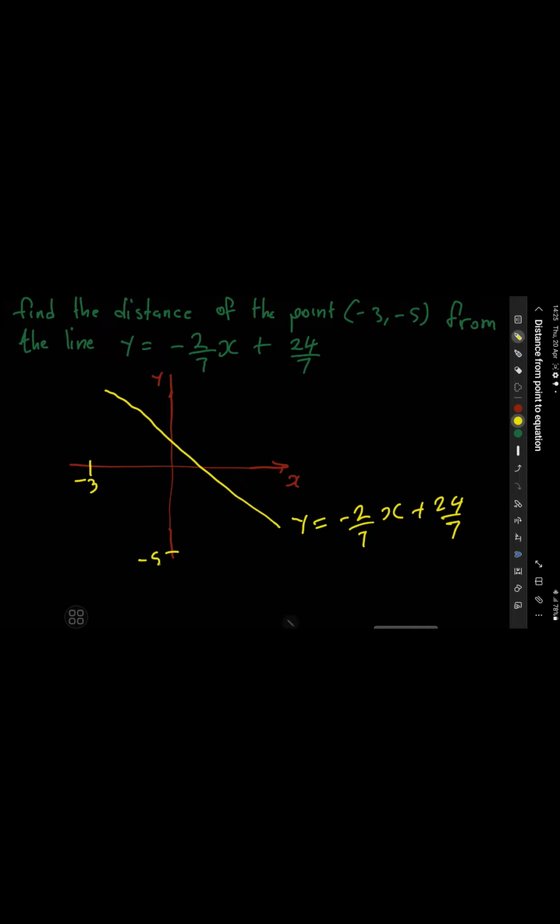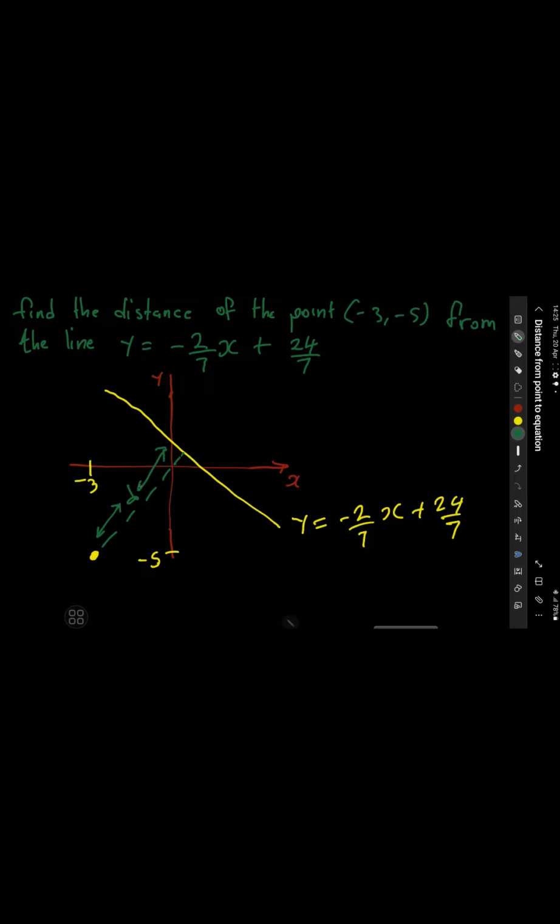So the question being asked is, find the distance of this point from the line. So the distance we're looking for is this. Let me try to be a bit straight so that we can pass by the center there. So let's say this is the line, and we're looking for this distance, the distance from this point to the straight line that we have. What do we do here?